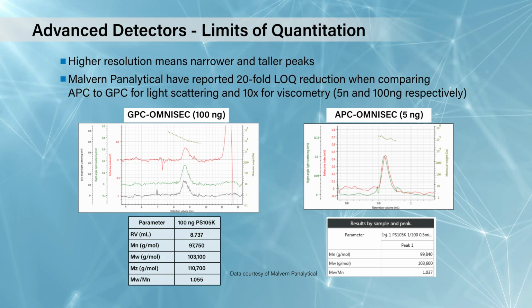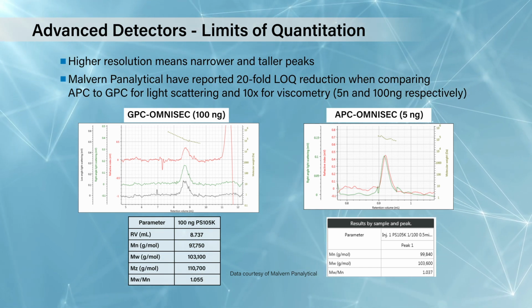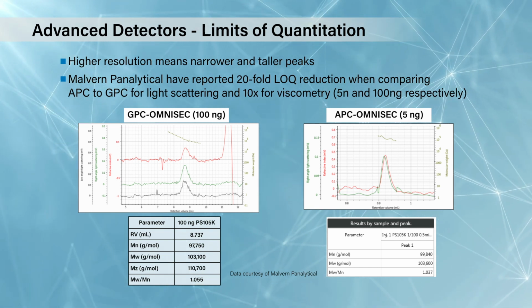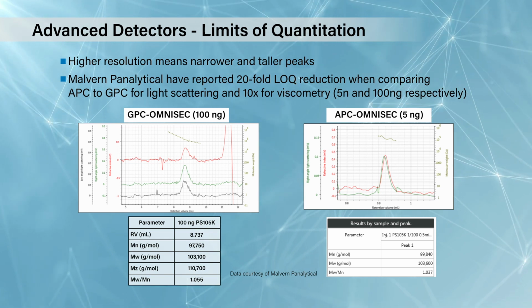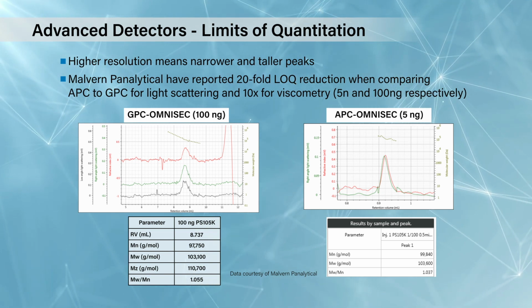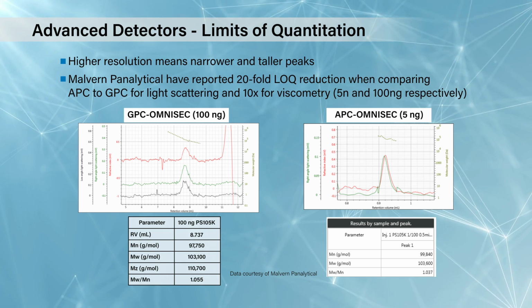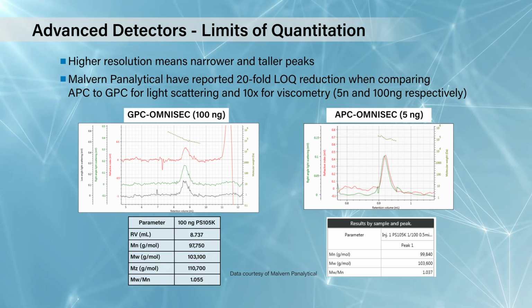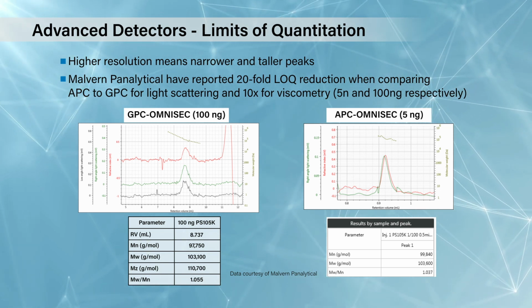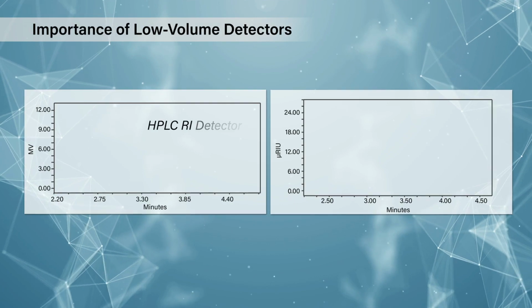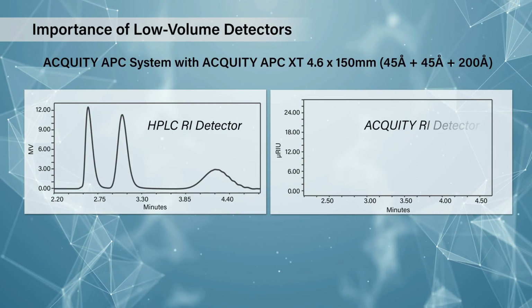So this allows you to look at either much lower column loading to avoid any of those problems we saw in the previous slides, or also, of course, more sensitivity to smaller quantities of material present. So, for example, looking at additives. It's really important when you're starting to think about detector considerations to make sure that you have ones that are appropriate for the APC.